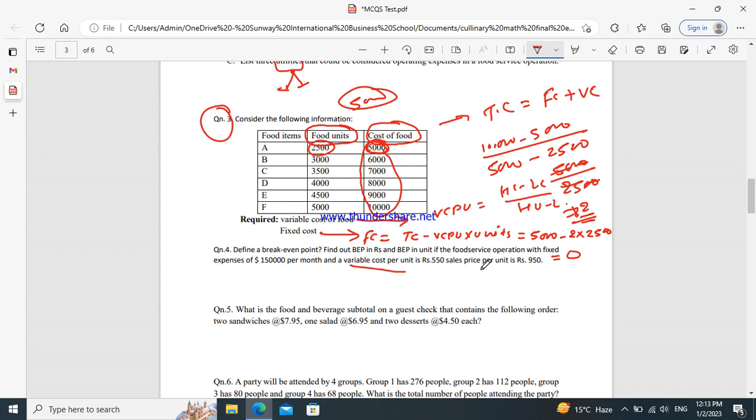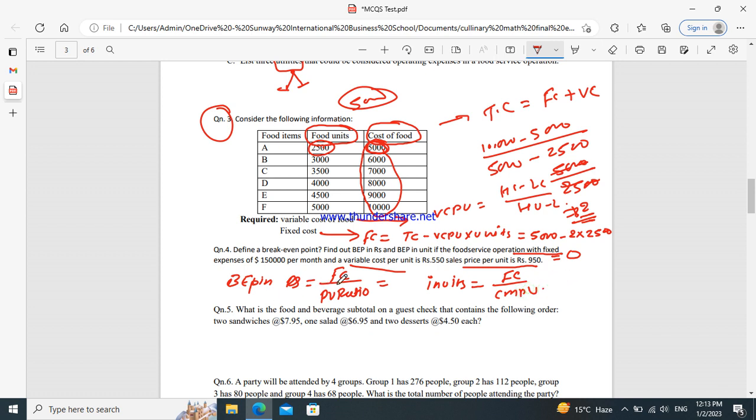Here is the variable cost per unit, BCPU, and here is FC. For RS, BEP in RS is equal to FC divided by PV ratio. You need to write PV ratio, not CMPU. CMPU is for calculating units. In units, you can calculate FC divided by CMPU.